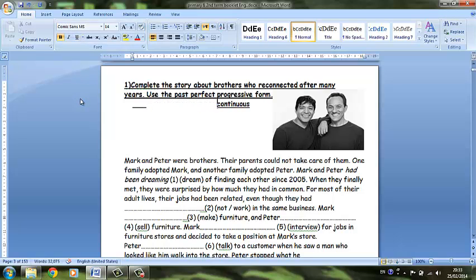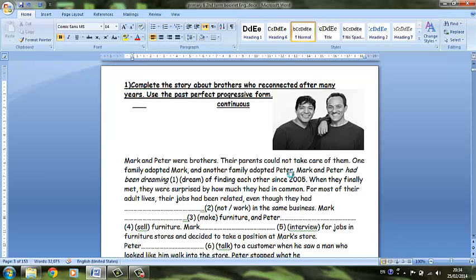So the story here is about two brothers. These two brothers were reconnected. To connect means to be together, to be brought up together. But what happened to these two brothers? They were separated. Everyone lived alone with another family or another person. Their names are Mark and Peter. So they were brothers. Their parents could not take care of them. One family adopted Mark and another family adopted Peter.